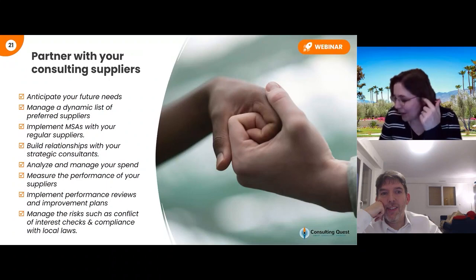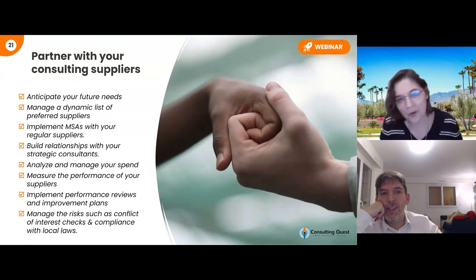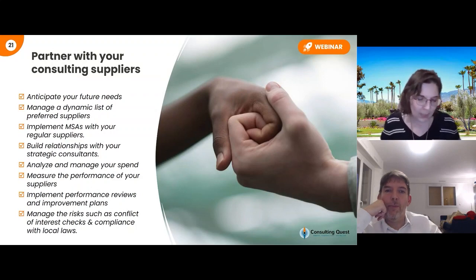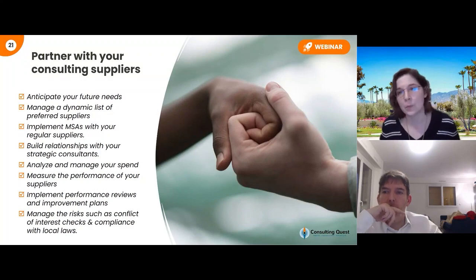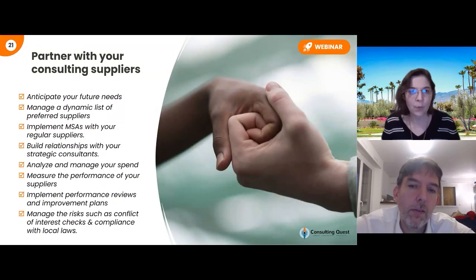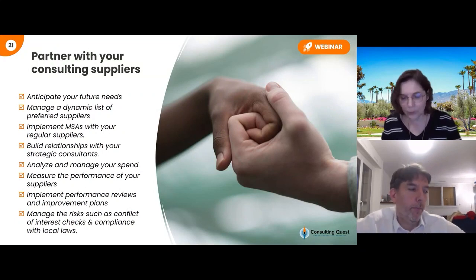So partner with your suppliers. Of course, this is about supplier relationship management. This is category management. This is about building relationships with your strategic consultants. Indeed, it's hard to see all of them. Some companies have more than 100 consulting firms working with them, and so it's really hard to dedicate a lot of time to everyone. But it's still important to know who your strategic suppliers are.